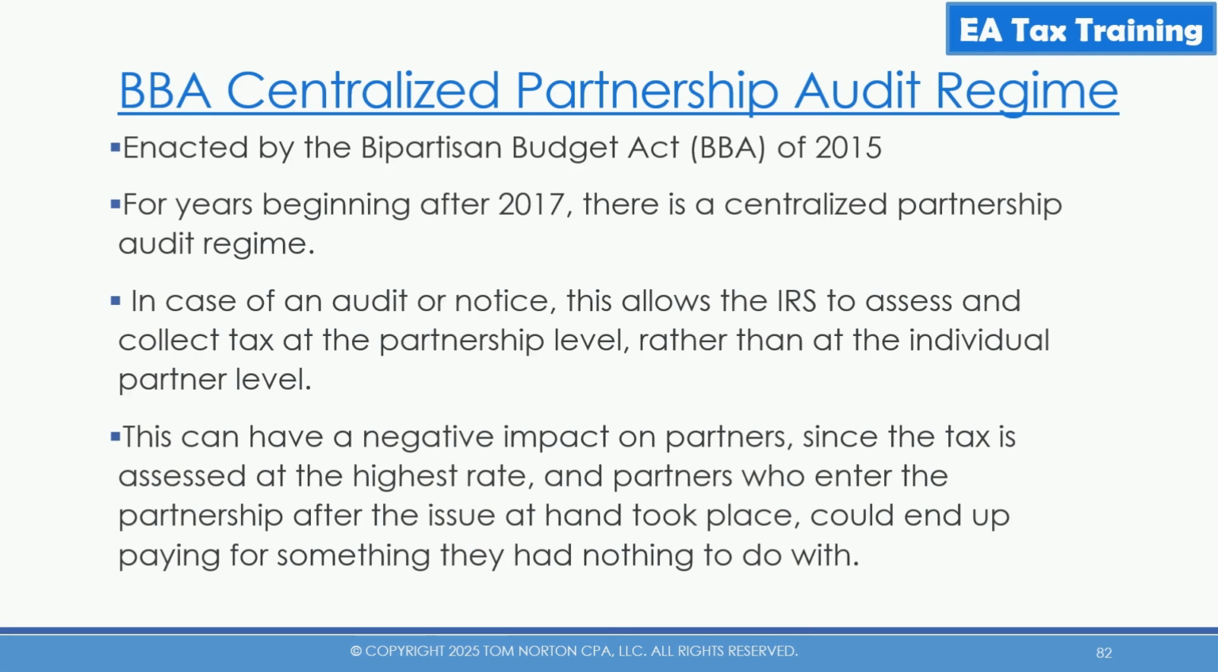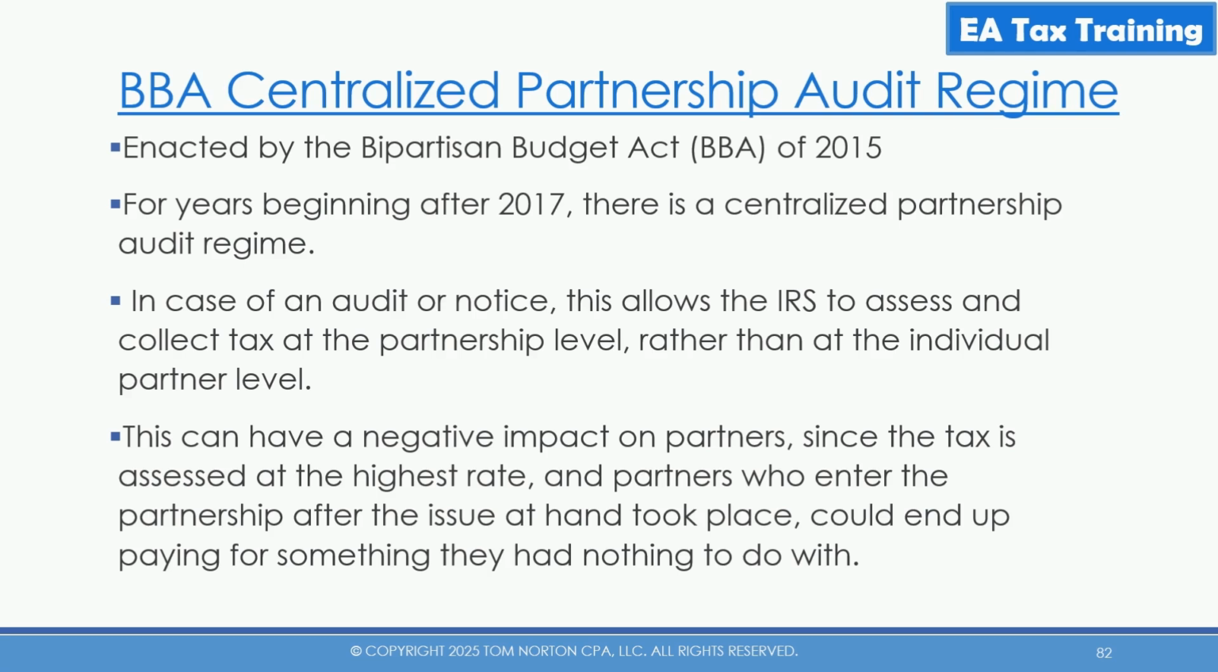So what they can do instead is they can just say, okay, we did an audit, there's an amount due, we are going to bill you, the partnership, for this amount, and the partnership then has to write the check. They will bill that amount at the highest individual tax rate, which is 37%. So this whole system can have a negative impact on partners because the tax is assessed at the highest rate, and partners who enter the partnership after the issue at hand took place could end up paying for something that they had nothing to do with.